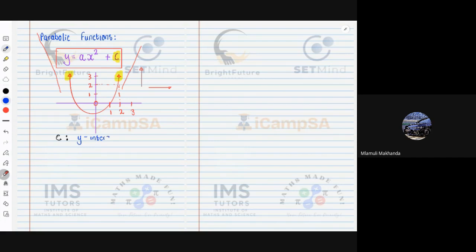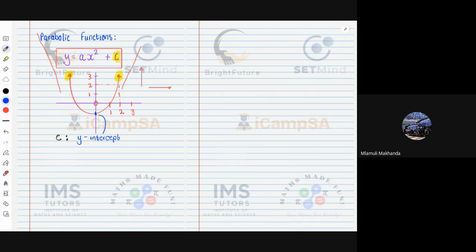C is our y-intercept. And remember, where do I say we find the y-intercept? Whereby x is equal to 0. Then let's come back to our graph here. This is where x is equal to 0, at the origin. So basically, this is where we're going to find our y-intercept graphically. So c represents the y-intercept, and then we also have a there.